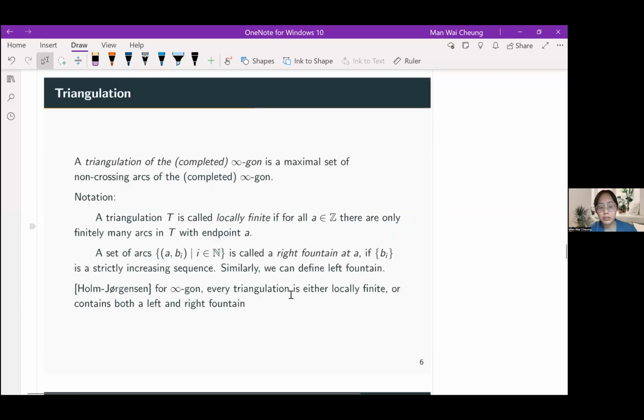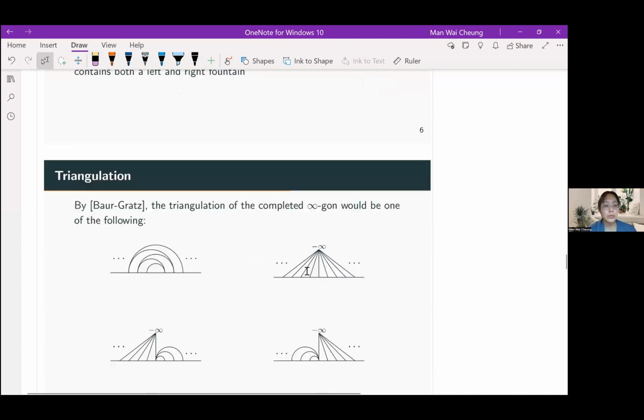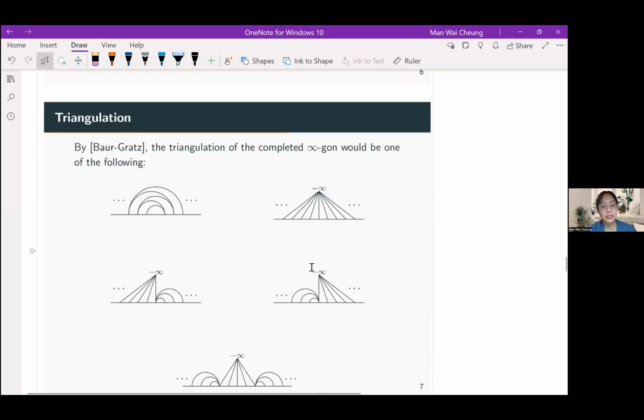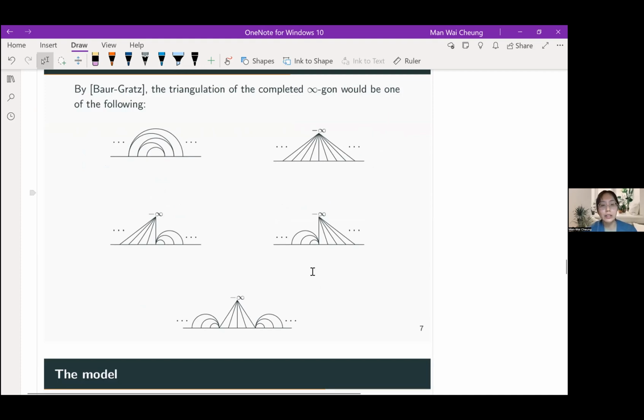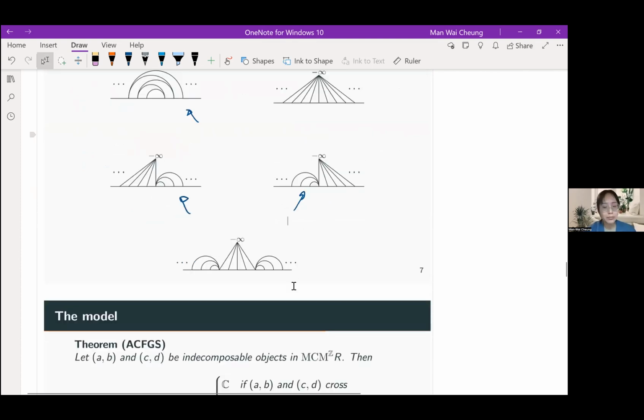And then Holm-Jørgensen shows that for the infinity-gon, every triangulation is either locally finite or contains both a left and right phantom. And then the work of Baur and Sira Gratz shows that the triangulation of the completed infinity-gon will be one of the following. You can see here, this one is locally finite. We have a right phantom here, a left phantom, and then something like that. And this is the triangulation we can have for the completed infinity-gon.